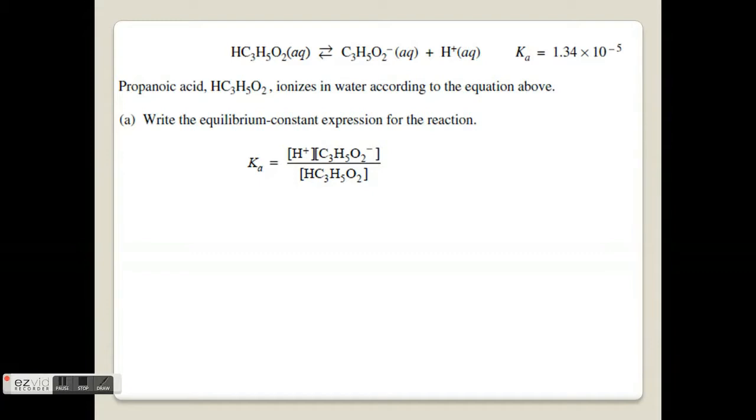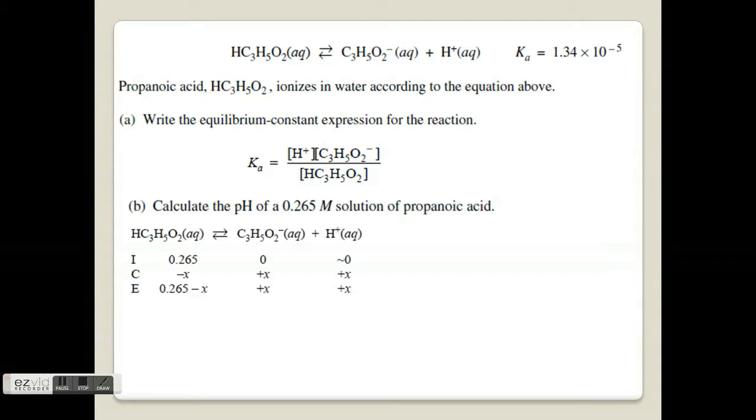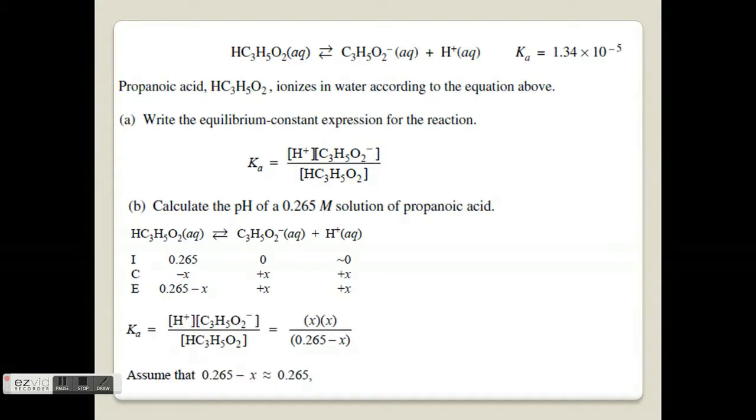Question 1b requires us to find the pH of a 0.265 molarity solution of propanoic acid, which means we need to do ICE, as seen, and we will get a mathematical equation: 1.34 times 10 to the negative 5 equals x squared over 0.265. The reason we ignore the x on the bottom is because any change from the x would be negligible.